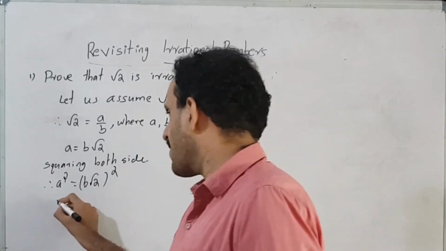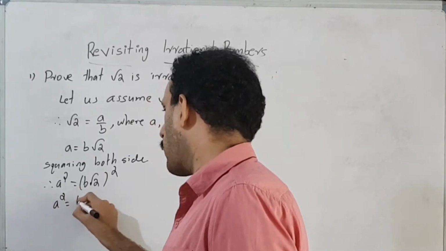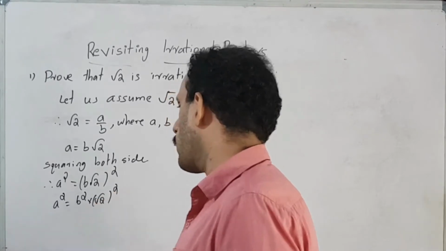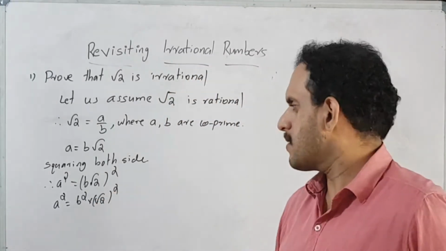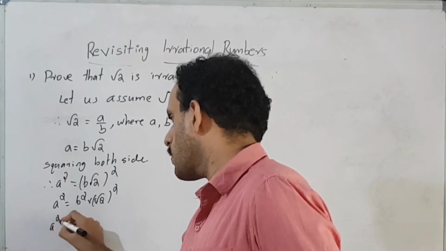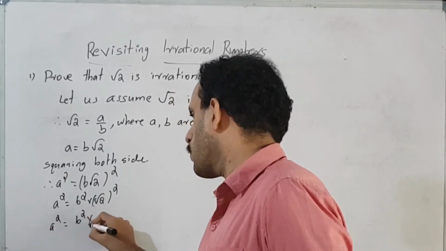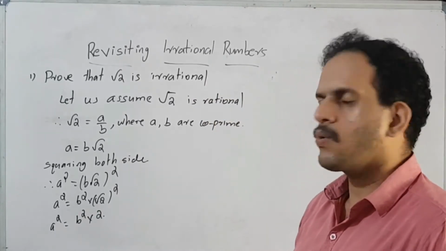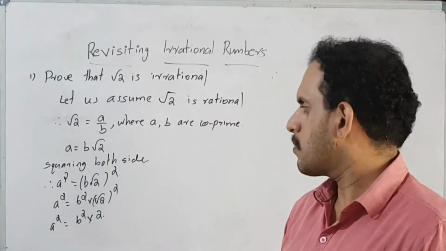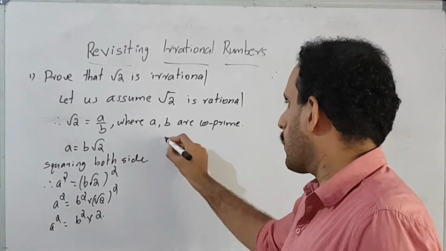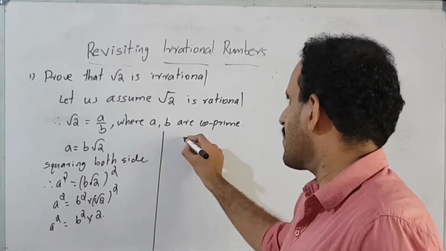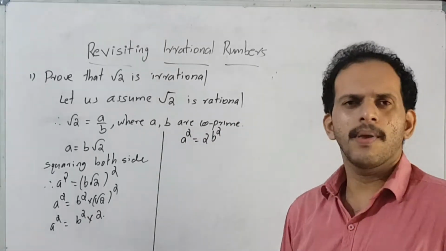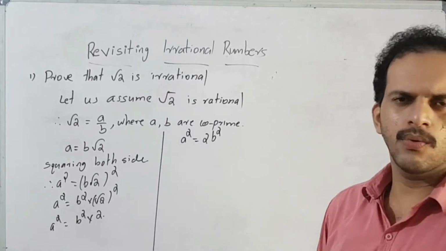Then a square is equal to, expand the bracket, what do we get? b square into root 2 square. Then a square is equal to b square into 2. Correct? The square of root 2 is 2. So what we get is a square is equal to 2b square. Correct?